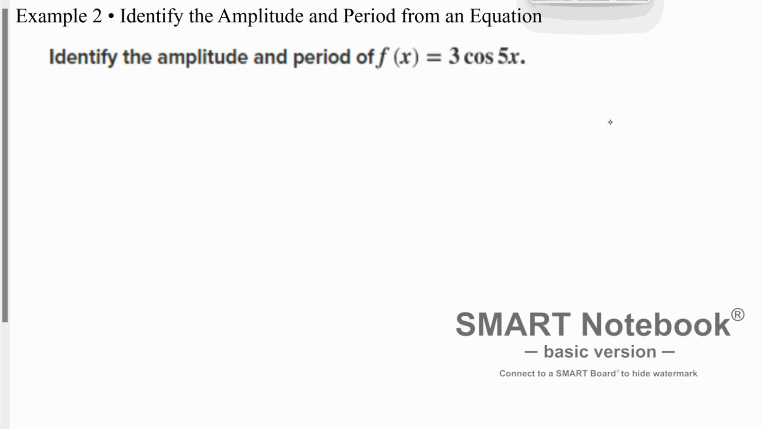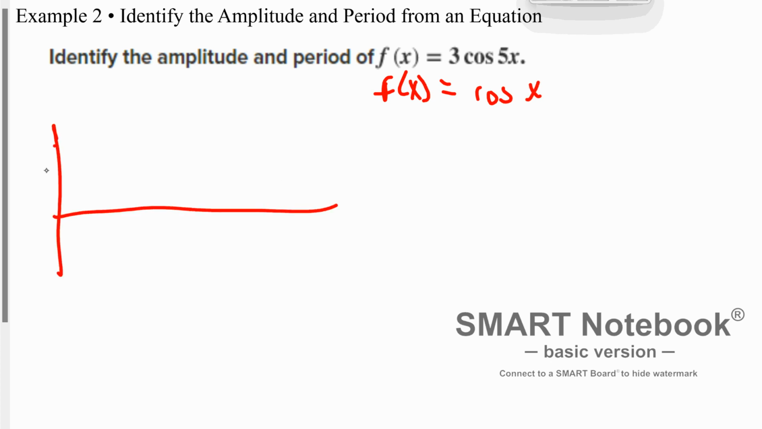Okay, you're looking at example number 2 on identifying the amplitude and the period of an equation. So normally this is f of x or y equals, doesn't matter, cosine of x, right? So normally when I put in my numbers, I plug in 0, I get 1. Cosine of 0 is 1. And then 90 or pi halves, I get 0. And then at pi or 180, I get negative 1.